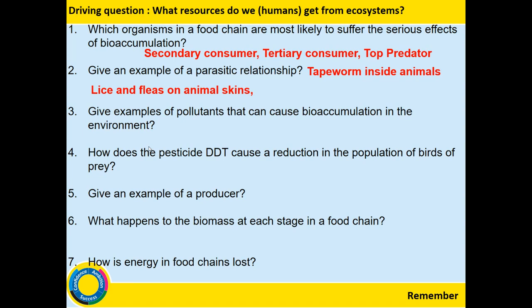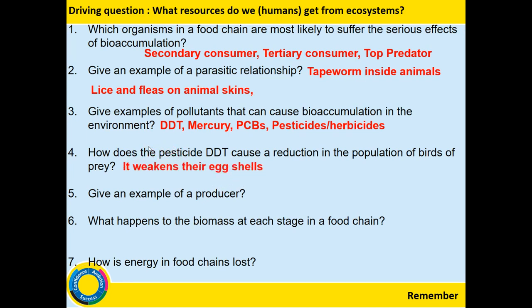We've talked about DDT, mercury, and PCBs, or you can call them pesticides or herbicides in general. How does the pesticide DDT cause a reduction in the population of birds of prey? We've got to remember that DDT makes their eggshells too thin. Hence, the eggs do not mature and break easily, and the babies are not born. Hence, the population of the birds decreases. So it weakens their eggshells. You've got to remember this one.